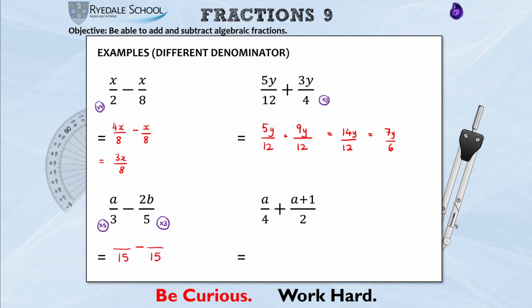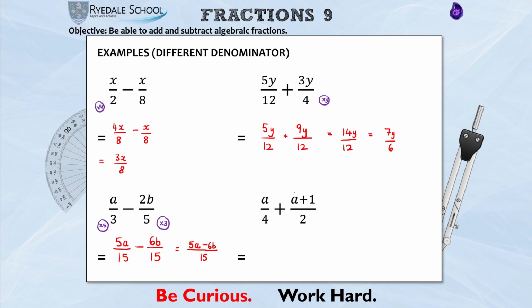I've got a subtraction. So let's do that. A times 5 would be 5a. And 2b times 3 would be 6b. Now notice that this is an example where I've got two different variables, so I can't simplify that. I can only write it as 5a minus 6b all over the common denominator of 15.